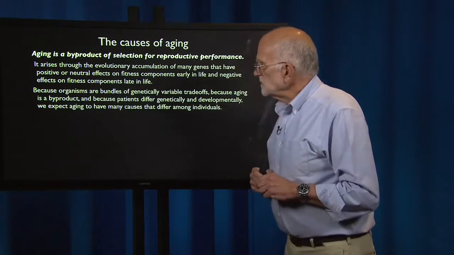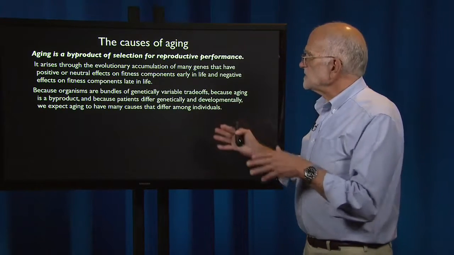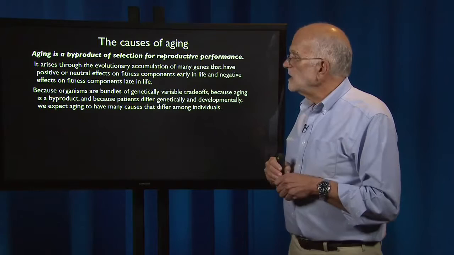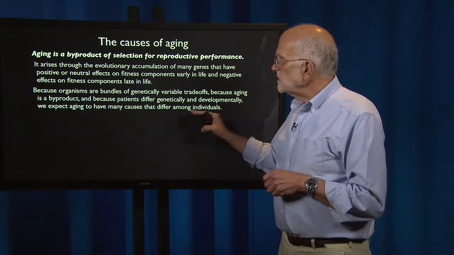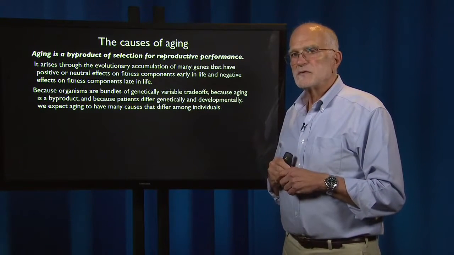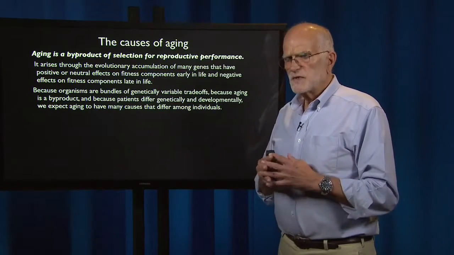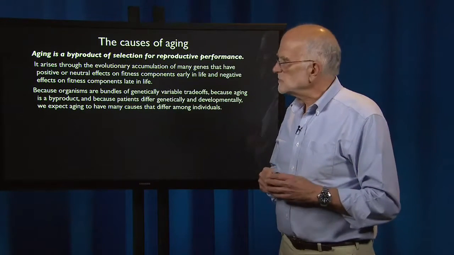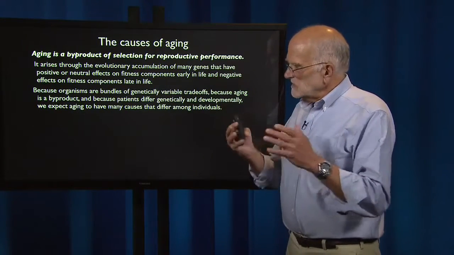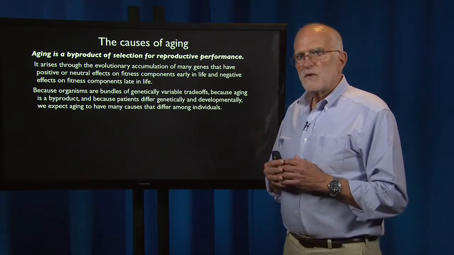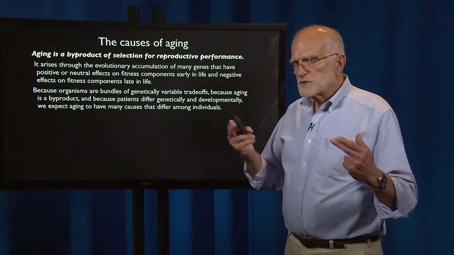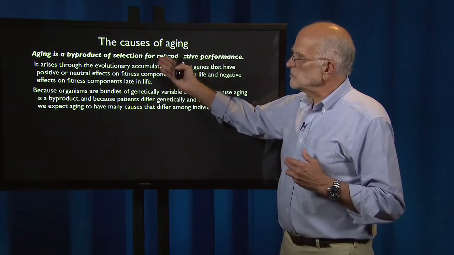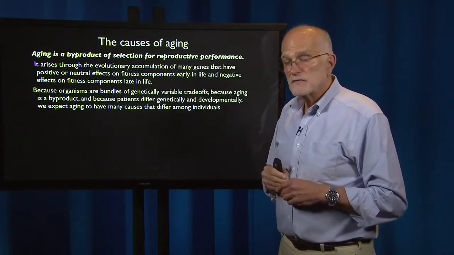Because organisms are bundles of genetically variable trade-offs, because aging is a byproduct, and because patients differ genetically and developmentally, we expect aging to have many causes that differ among individuals. Recall the last few lectures. We know that patients are genetically different. We know that they've had different developmental histories. We know that they contain trade-offs. We know that the contributions to those trade-offs are different between individuals, and we know that aging is the product of selection operating on a trade-off.